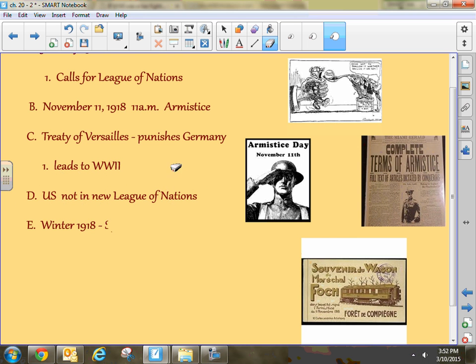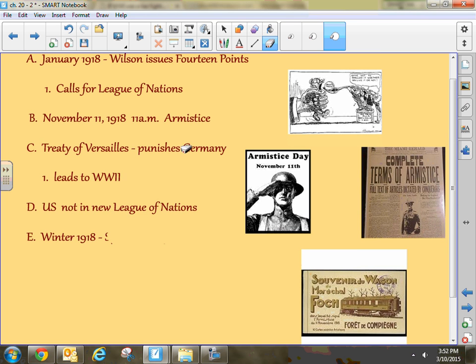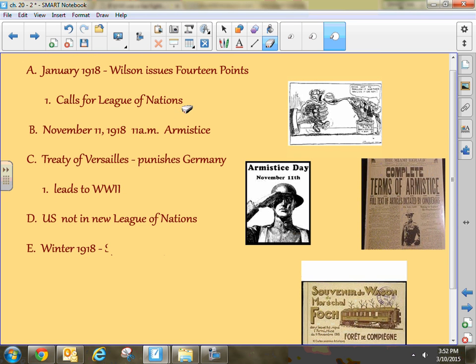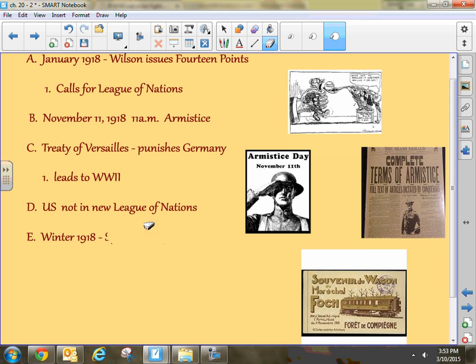Even though the League of Nations had been Woodrow Wilson's idea, the United States was not a part of it. The U.S. Senate at the time would not agree for the U.S. to become part of the League of Nations, so we weren't.